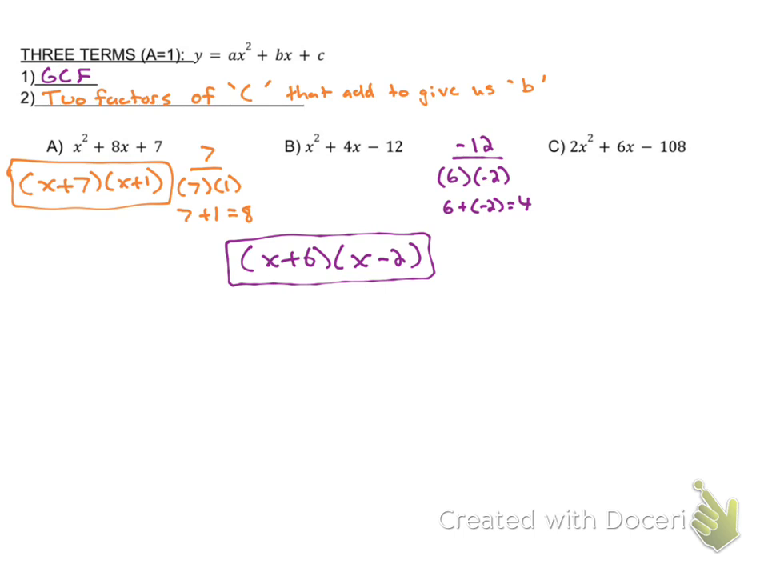C, what do we need to do first there for C? Divide by 2. Yes, because we're taking out a greatest common factor of 2, which leaves you with x squared plus 3x minus 54. You can't forget about that too. All right, what are two factors of negative 54 that add to give us 3? 9 and negative 6. Good. Nice work.